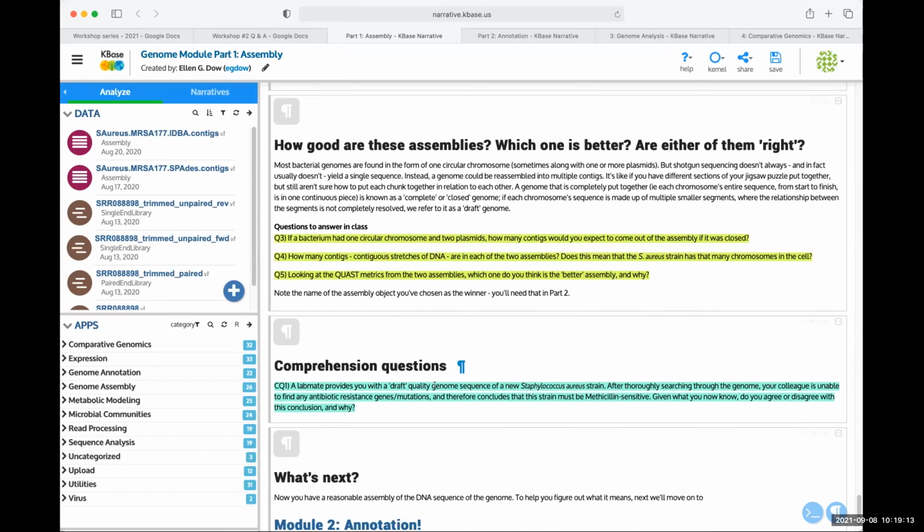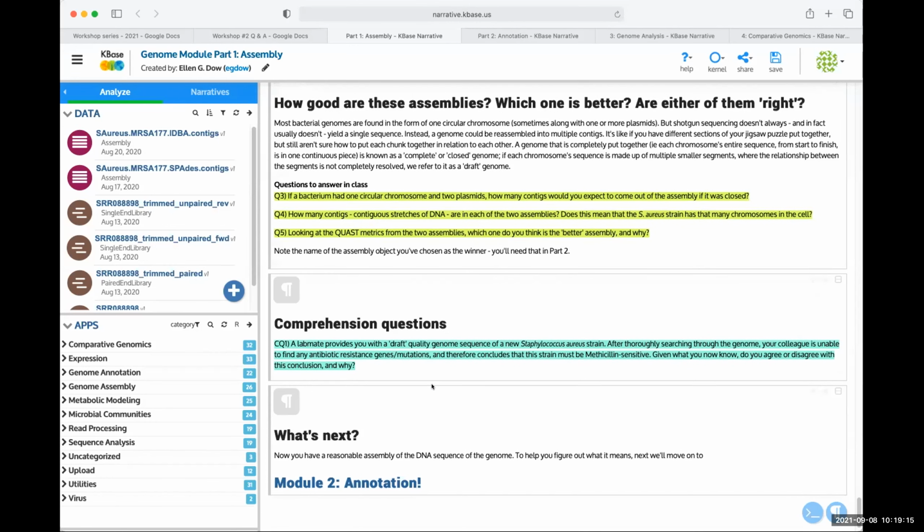There are also comprehension questions at the end of each of these modules, which I had students go through and turn in as homework after the lab. These are slightly higher-order questions to really check and make sure that they actually understand what all of this means and how to apply what we've been talking about. So I just have them submit a couple of sentence responses to each of these.